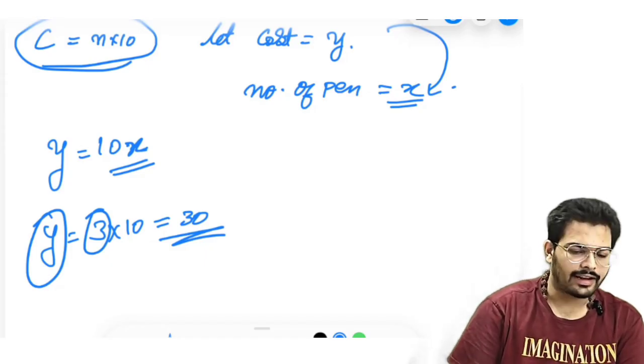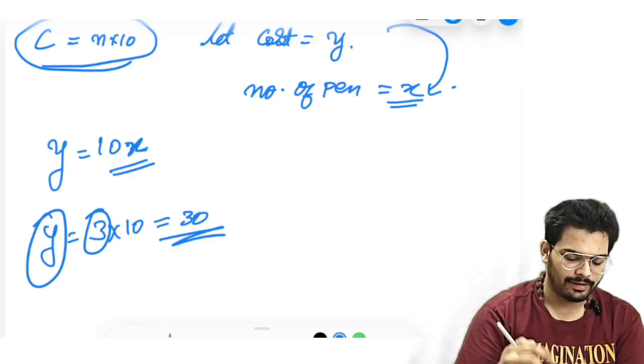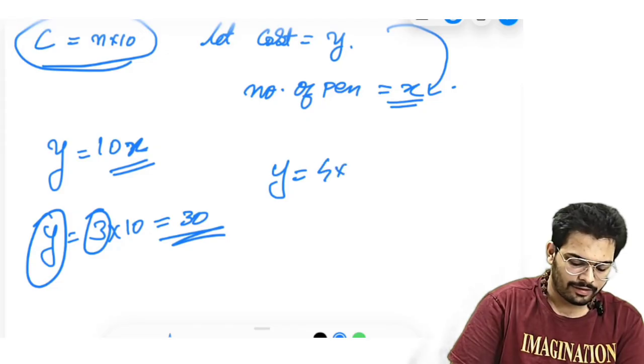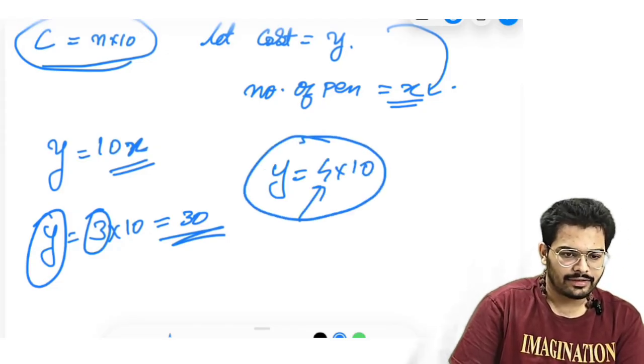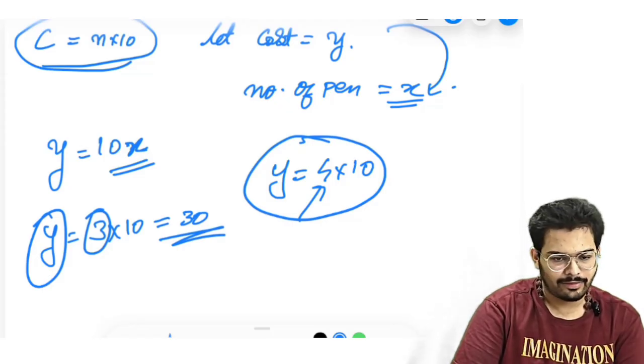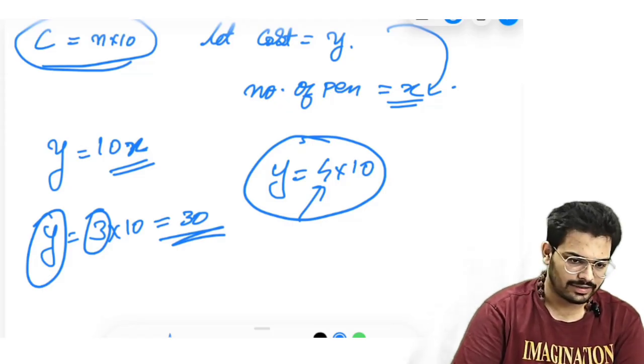Suppose you pick a random value, let's say you are buying 4 pens. In that case, y equals 4 into 10. The total cost will be 4 into 10. That depends on this x. So in a function, there is one independent variable and one dependent variable. That's how the thing works.